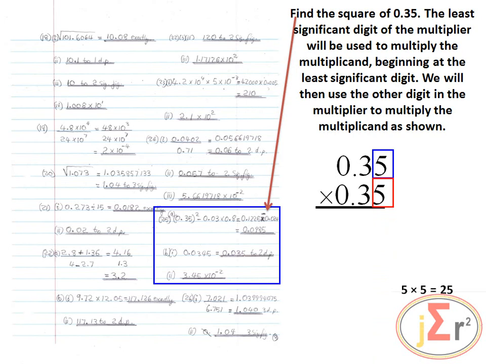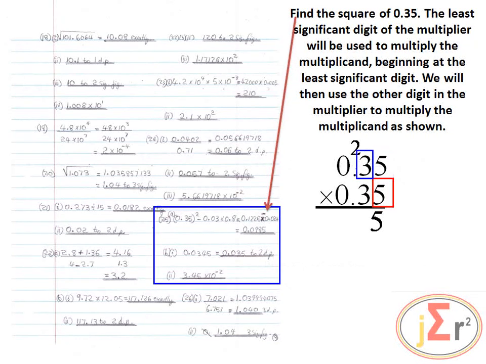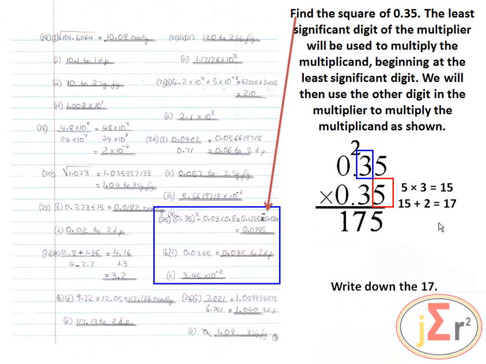So we say 5 5s, 25. As usual, write the 5 and carry 2 to the next column. Then we say 5 3s, 15, but do not forget this 2 that we carried from the previous column, added to the 15, the result is 17, and there is no other digit to multiply, so write down 17. That's all there is to it.